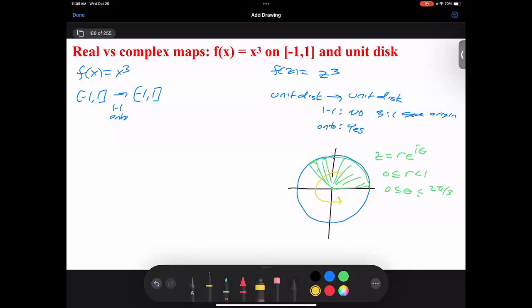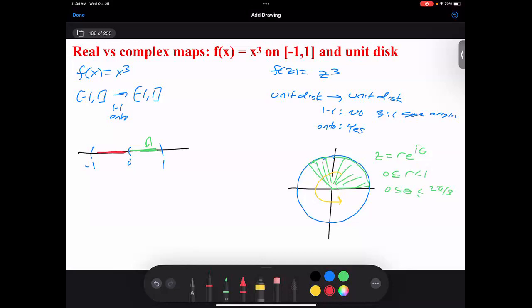What's going on when I look at -1, 1? So here, here's -1, here's 0, here's 1. If I apply the cubing function, where does 0, 1 go when we cube it? It goes to itself. And I'll use a different color. Where does 0, -1 go to? It goes to itself. Let's try to imagine what's going on.